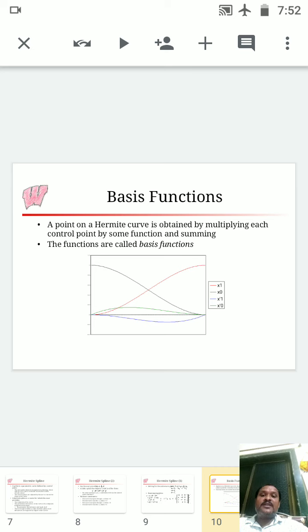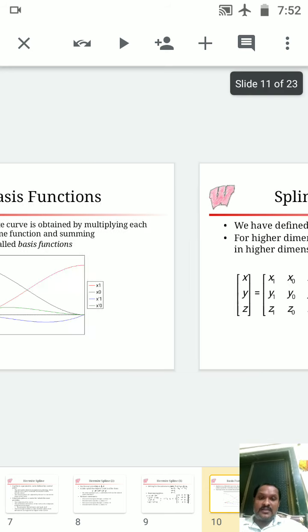Next point will be the basis functions of the Bezier curves and the Hermite curves. A point of the Hermite curve is obtained by multiplying each control point by some functions and summing. The functions are called basis functions, not basic functions. As shown in the figure, we have four different types of curves. In the first curve, the red points show x1, x0, then x1 dash and x0 dash. These are the derivatives and the curve lines, both things.